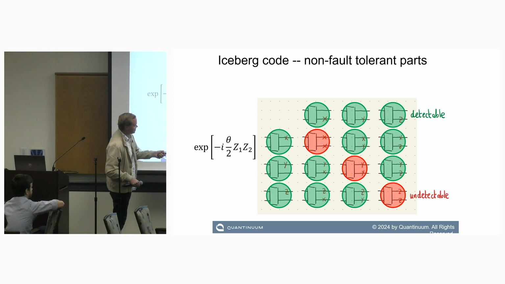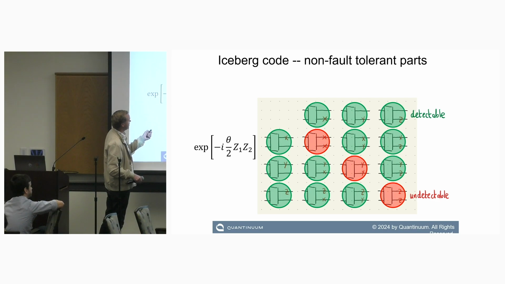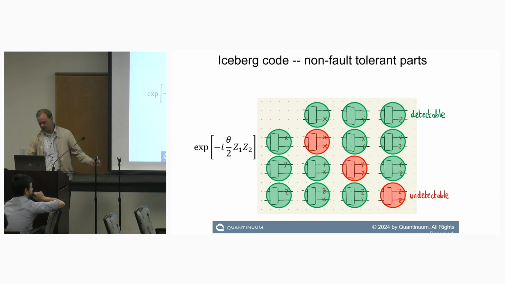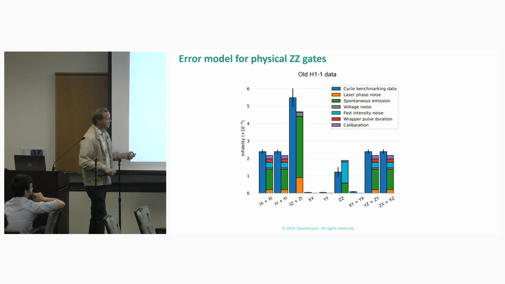These 3 errors right here are not fault tolerant, and that's kind of intuitive because they look just like the gate. So if I do a little bit too much of a ZZ rotation, there's no way I could tell that's an error because it just looks like a gate. And these ones are basically equivalent to that one up to single qubit unitaries. So those errors are undetectable in this code. But there's kind of a lucky accident for us.